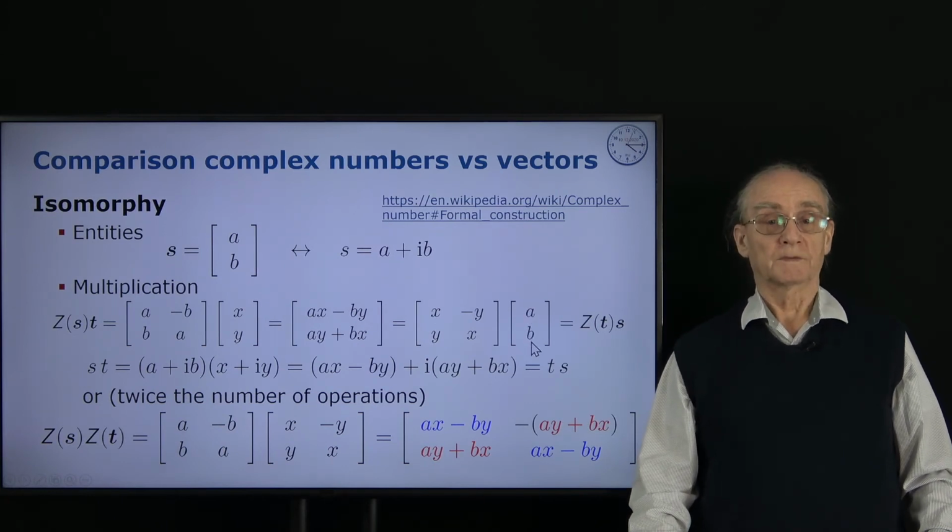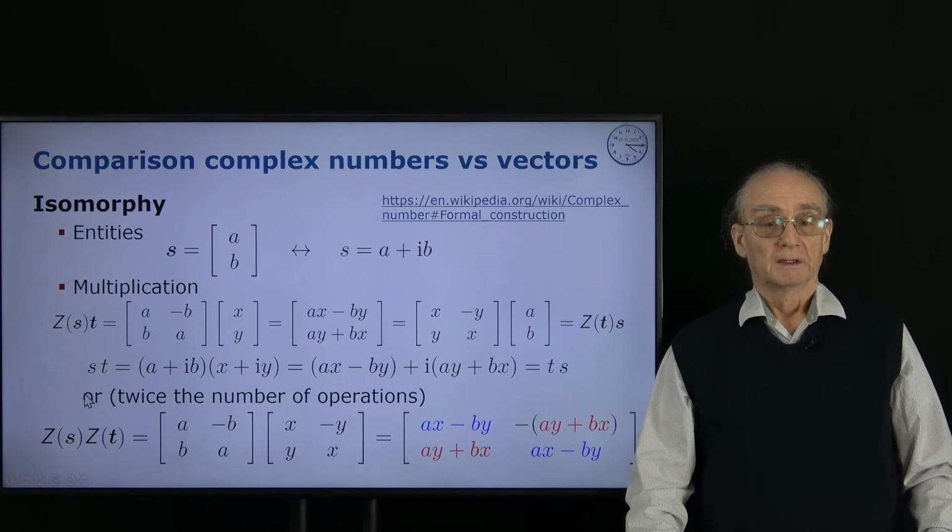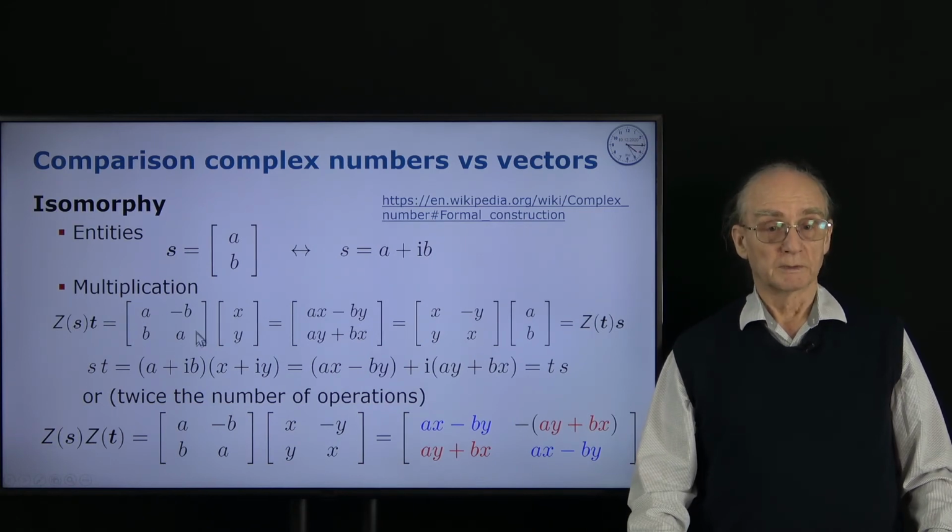S. So we have this nice relation that if you multiply the Z matrix of some vector with another vector, you can exchange the two products. You could also, as we have seen here, represent a complex number by such a 2 by 2 matrix.